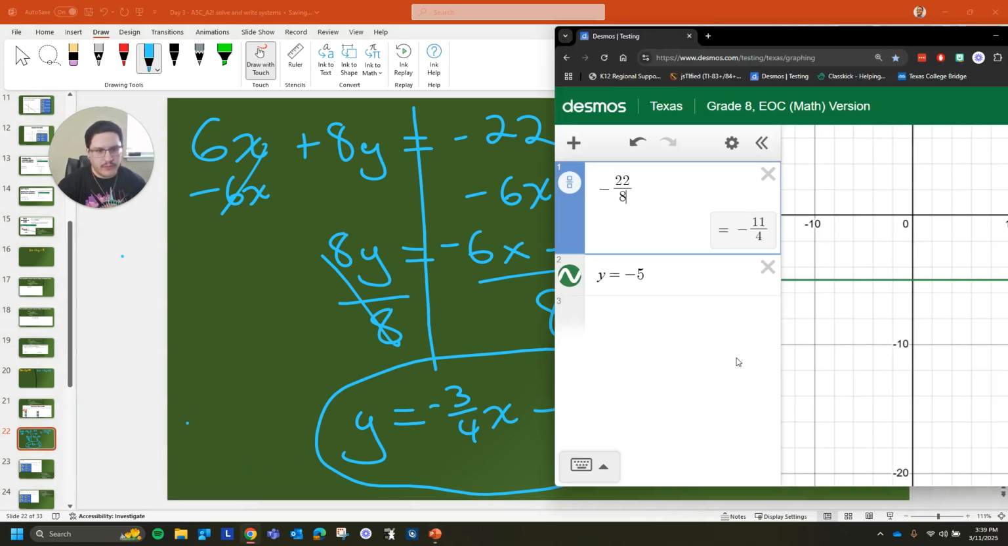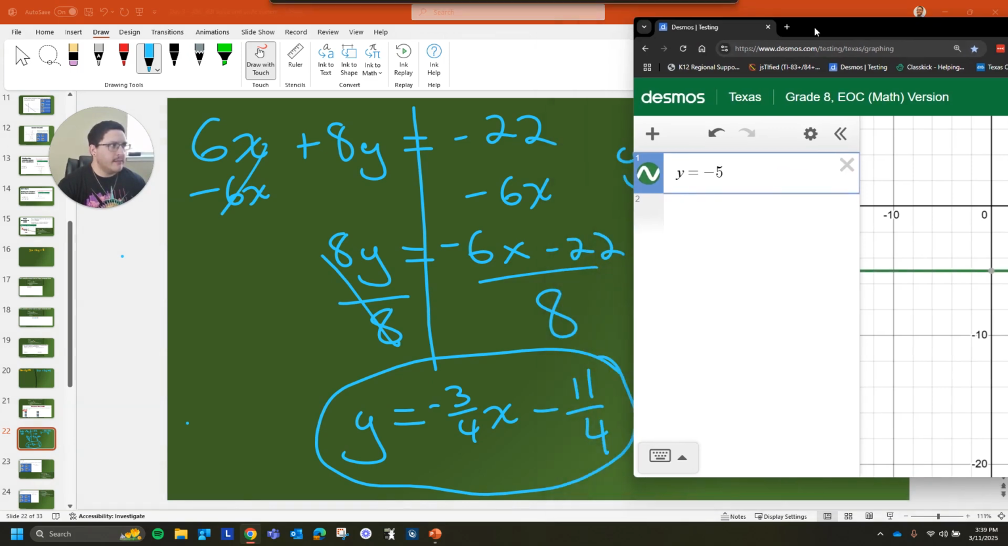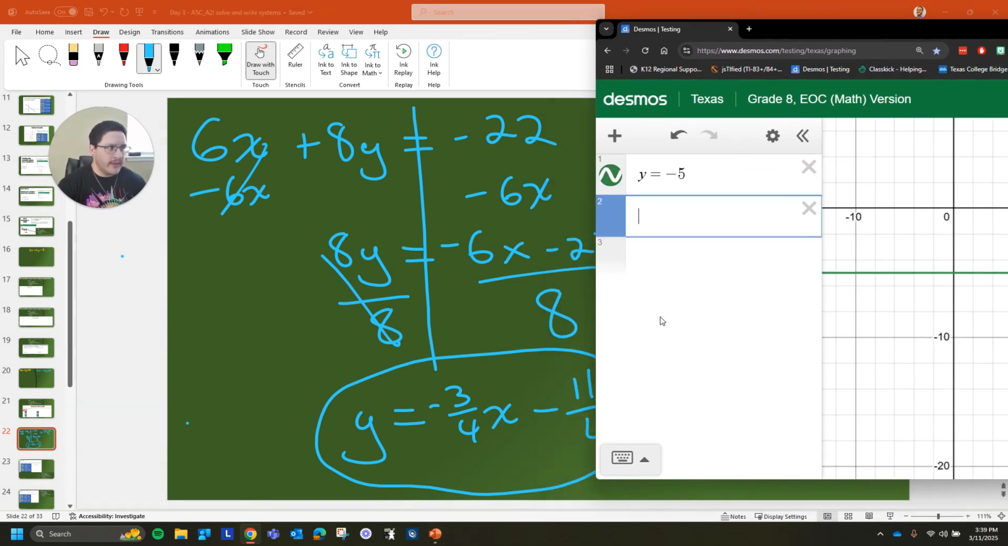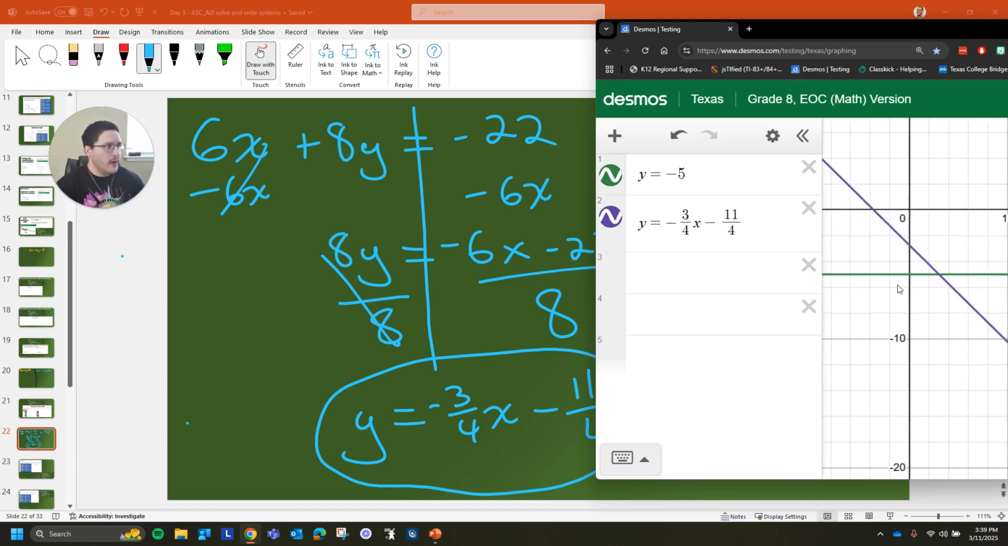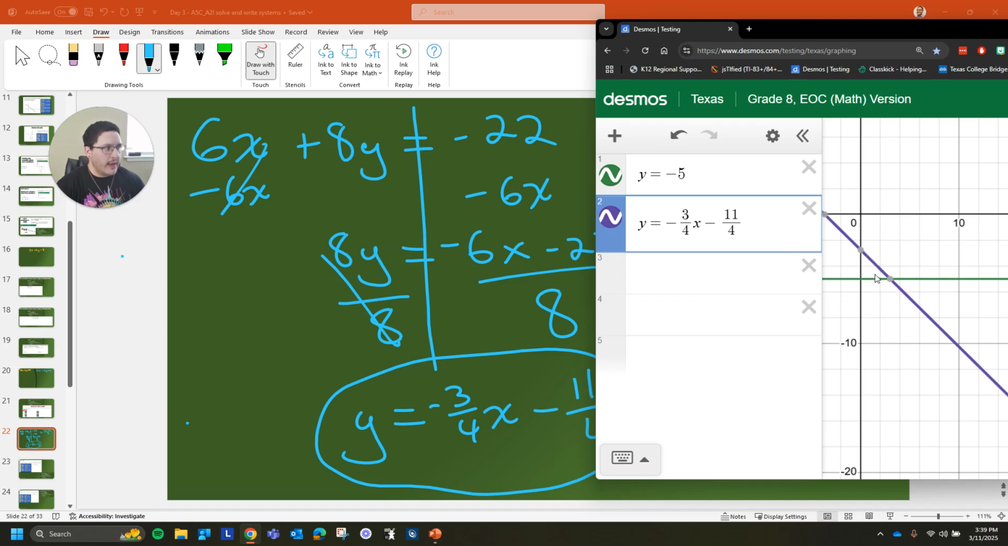So now we're going to take Desmos and type that in. Either form, it does not matter. Negative 3 divided by 4 x with the y equals in front. You can get away with not putting y equals on some of these, but just to be safe, y equals negative 3 over 4x minus 11 over 4. And then I'm going to look for the intersection. So I'm going to click on the line, look at the point, click it where they intersect, and my solution should be 3 comma negative 5.